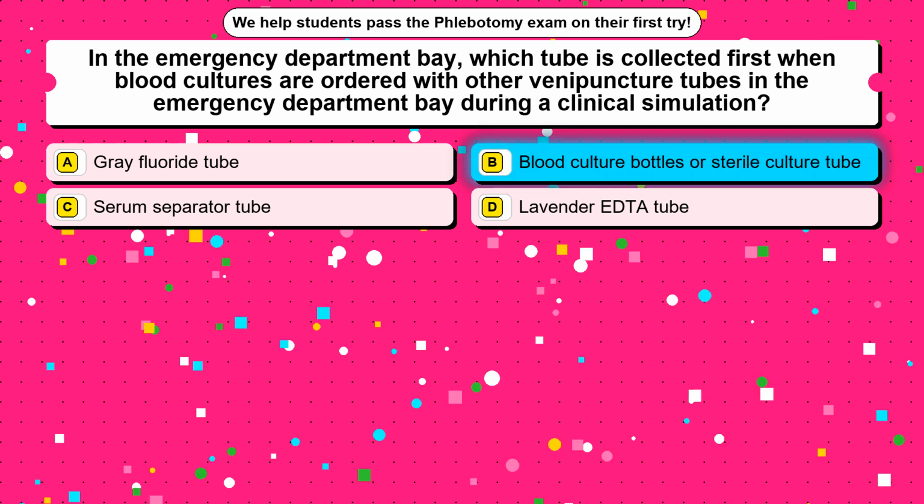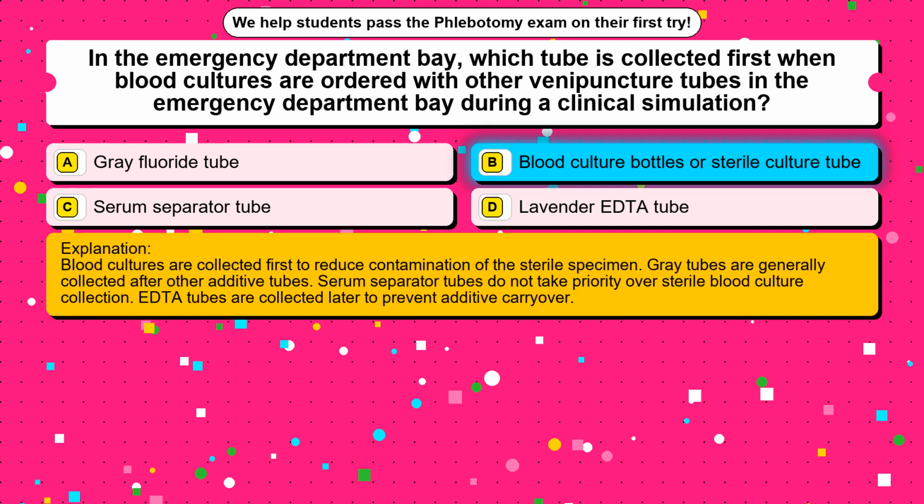The correct answer is option B. Blood culture bottles or sterile culture tube. Blood cultures are collected first to reduce contamination of the sterile specimen. Gray tubes are generally collected after other additive tubes. Serum separator tubes do not take priority over sterile blood culture collection. EDTA tubes are collected later to prevent additive carryover.